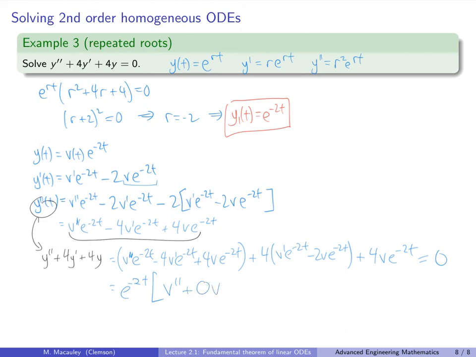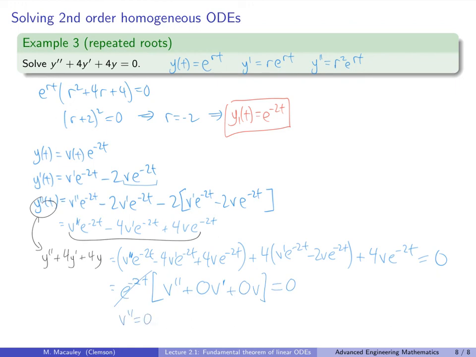So 0 v prime. And then how many v's do we have? We have 4 here, negative 8 right here, and positive 4 here. So that's 0v equals 0. And look at this, it cancels. Spoiler, this should always happen. If it doesn't cancel, you've done something wrong, so check your work. So we can divide through by that, and we get that v double prime equals 0.